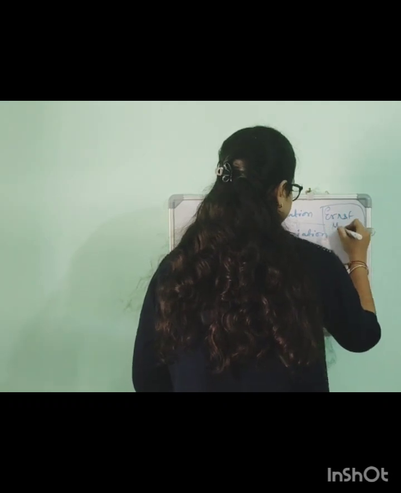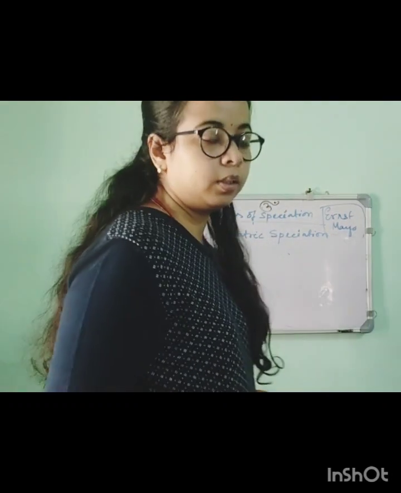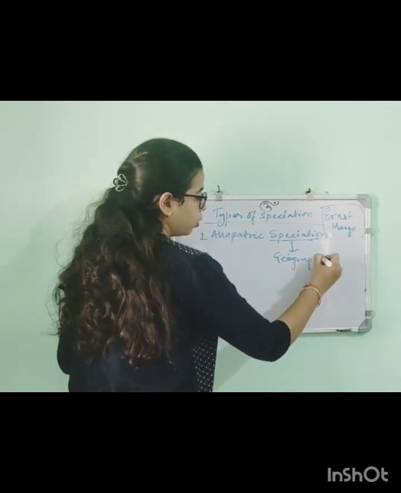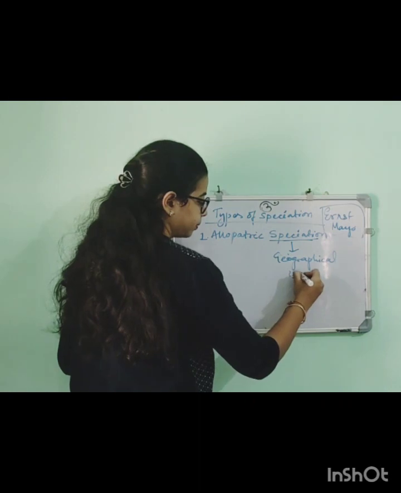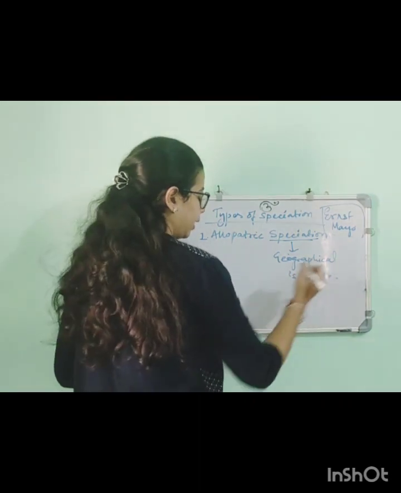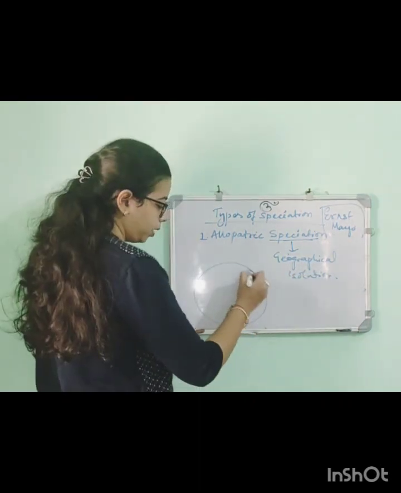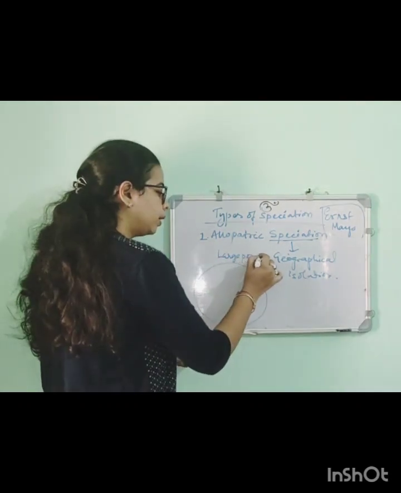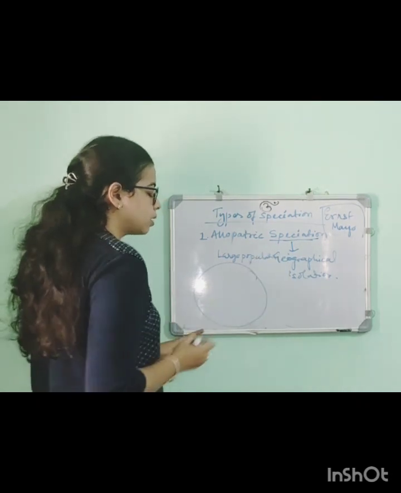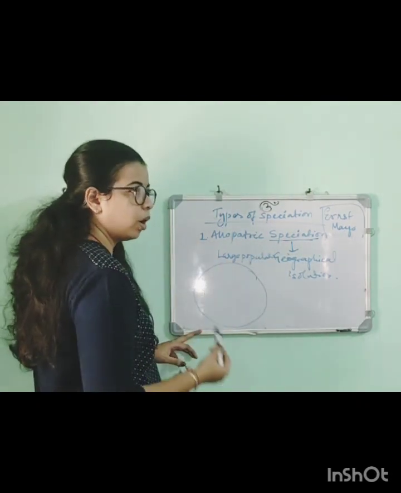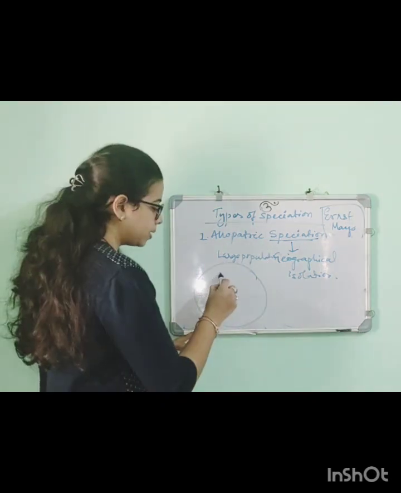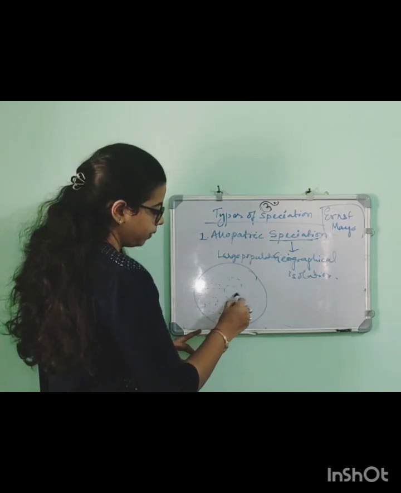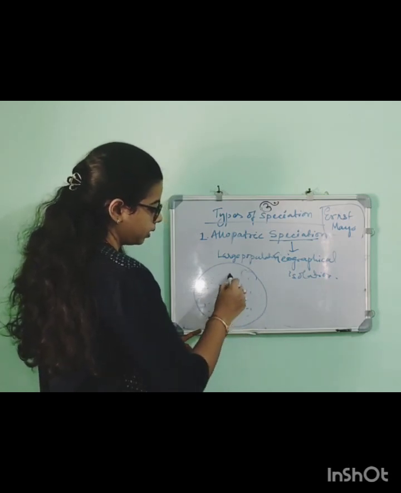Ernest Mayr gave the cause due to geographical isolation. Let me explain with the diagram. Suppose this is a population. This is a large population. Suppose due to evolution or due to a certain reason, all the species were living here. This is one type of species. All the species were living here together.